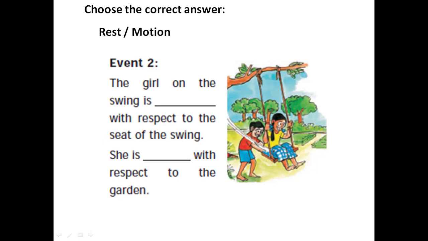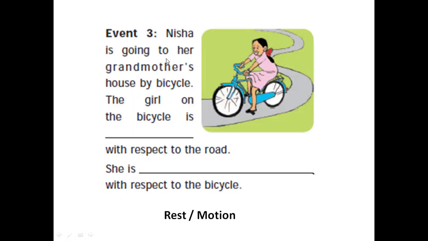With respect to the seat of the swing, the girl is at rest. Next one: she is dash with respect to the garden. With respect to the garden, the girl is in motion. Question 3: Nisha is going to her grandmother's house by bicycle. The girl on the bicycle is dash.